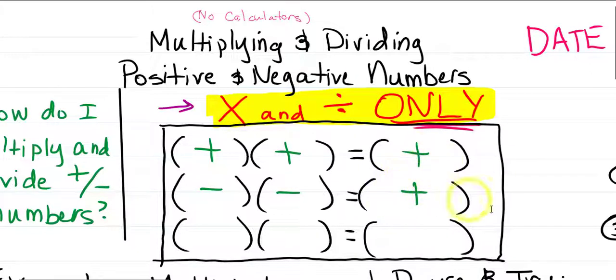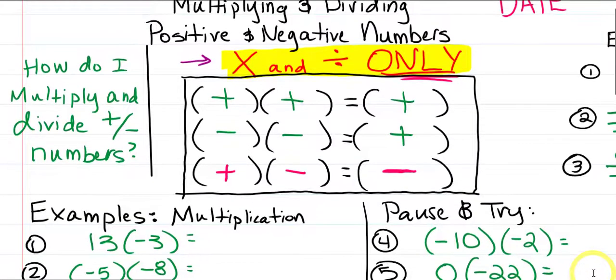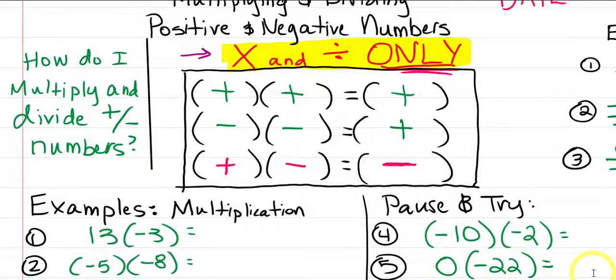Where this changes is where one of the numbers is positive and the other number is negative. And it doesn't matter the order. The first one could be the negative number, the second one is the positive. It doesn't matter the order. If one of the numbers is negative and the other number is positive, your answer will always be negative. Okay. So we're going to use this to practice and apply it to some problems. We're going to start with multiplication and then we'll move on to division. At any time that you need to, pause the video and copy down these notes.